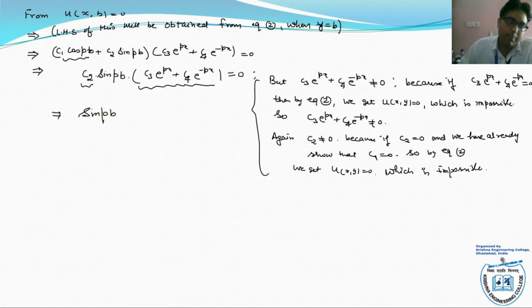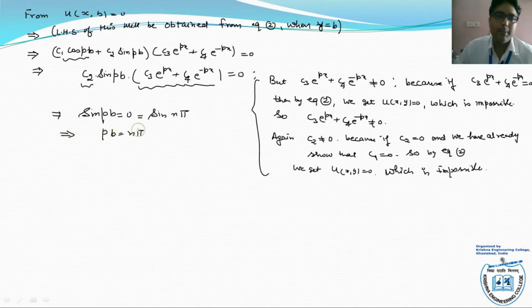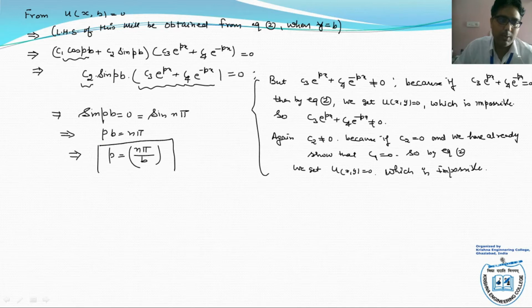sin pb is equal to 0, or this is the sin n pi, this is the value of sine n pi. Clear? So we get pb is equal to n pi. So p is equal to n pi by b. This is the value of p, where n belongs to the set of integers, right?